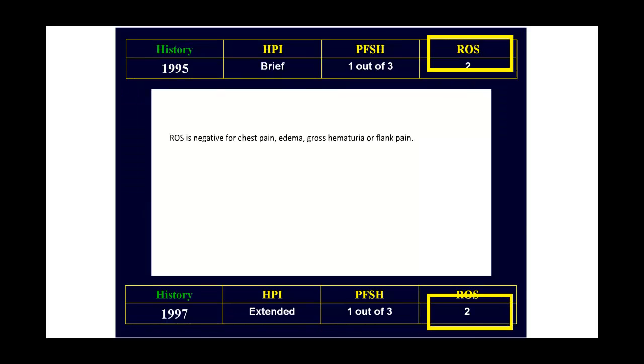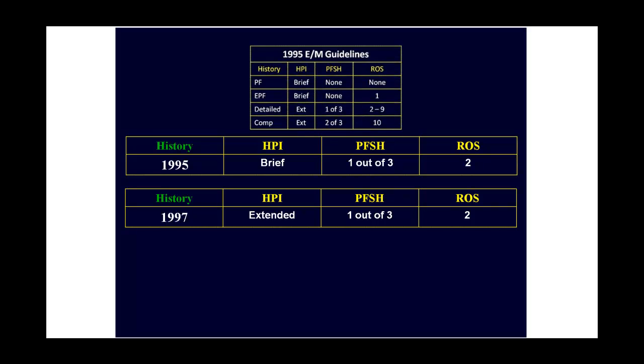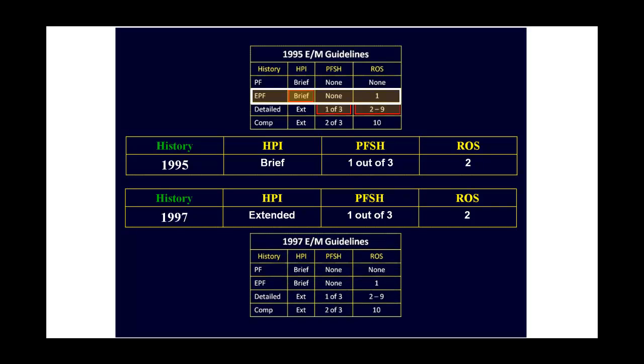Now we can see what level of history has been recorded using both the 95 and 97 guidelines. Looking at the 95 rules first, we have a brief HPI, 1 out of 3 components of PFSH, and review of 2 systems. Since all components are needed for any level of history, this would give us an expanded problem-focused history using the 95 rules. Using the 97 guidelines, we have an extended HPI, 1 out of 3 elements of PFSH, and review of 2 systems, which adds up to a detailed history.